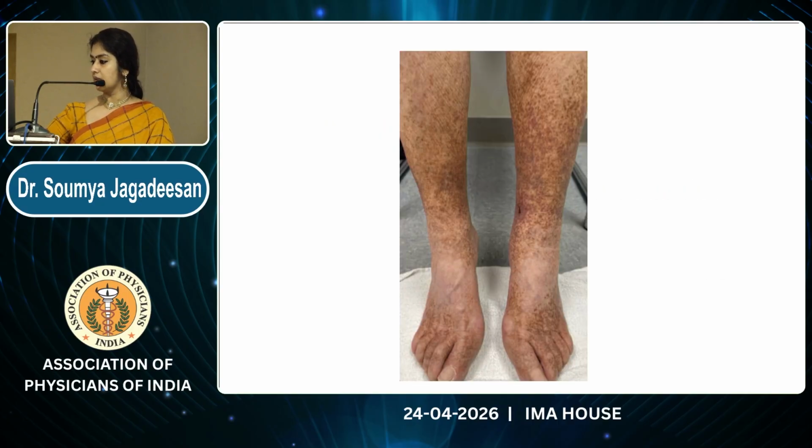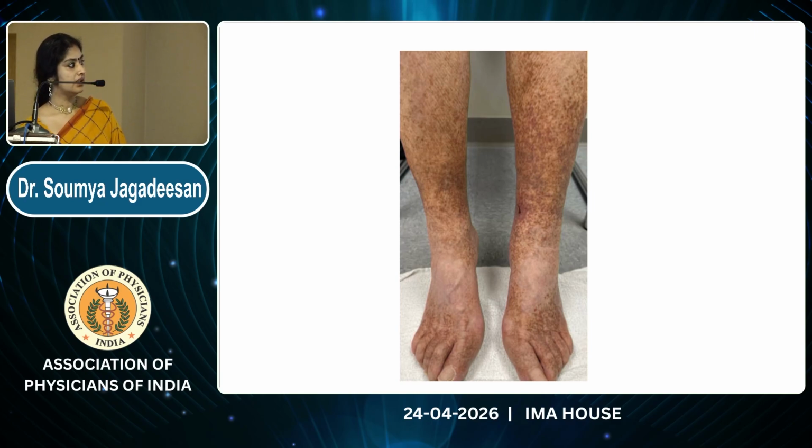So now let's look at this. Any thoughts on this? This is also sometimes mistaken. Are the slides visible? Okay, thanks. Symmetrically, you can see almost purpuric spots distributed. The duration is chronic, no pain, no tenderness, no inflammation, purpuric spots distributed on the legs.